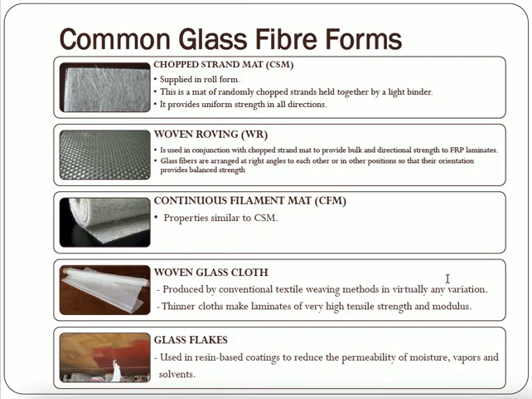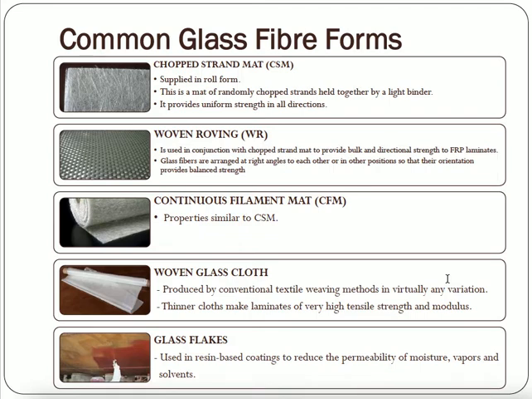Then we have another one which is woven roving. It is used in conjunction with chopped strand mat to provide bulk and directional strength to FRP laminates. Glass fibers are arranged at right angles to each other or in other positions so that their orientation provides balanced strength. It is also known as WR. Then the next one is continuous filament mat, also known as CFM. The properties are almost similar to CSM.